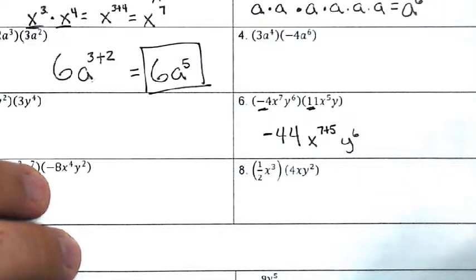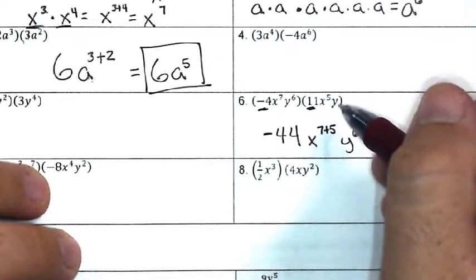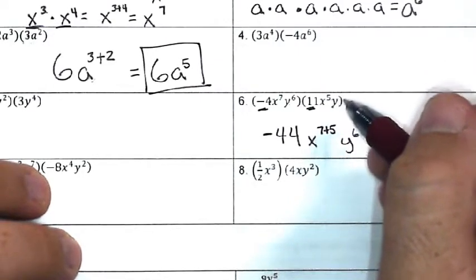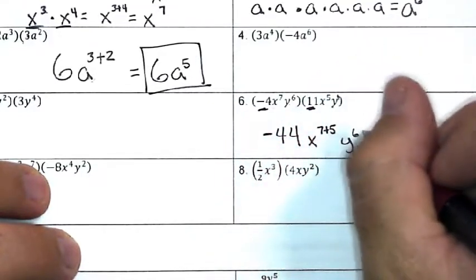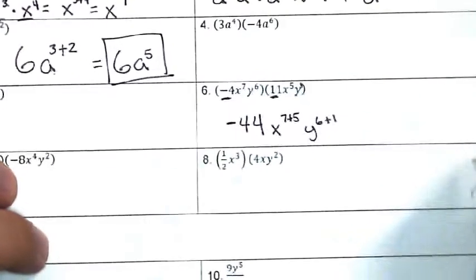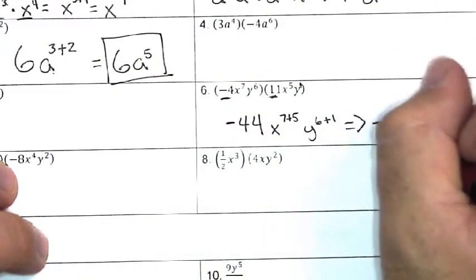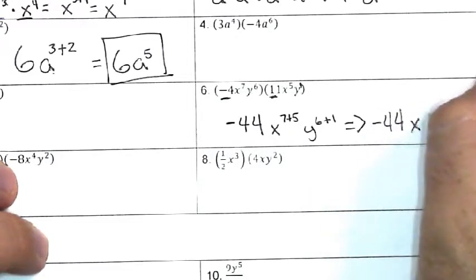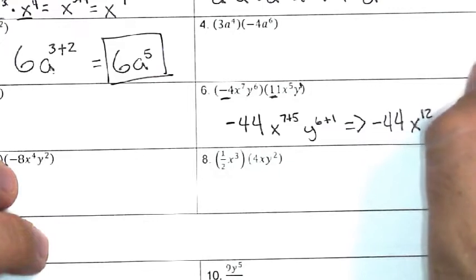It's 1. For the y value to be there, there needs to be at least 1 in existence. So we are going to assume that it is the number 1. So I'm doing 6 plus 1. Then I simplify the exponents to where my answer is now negative 44 x to the power of 12 and y to the power of 7.